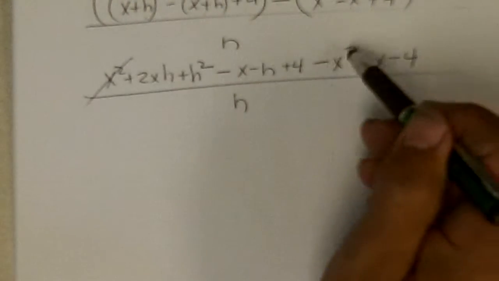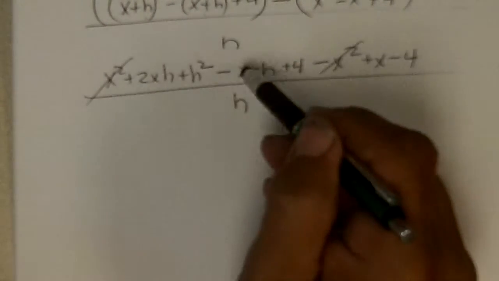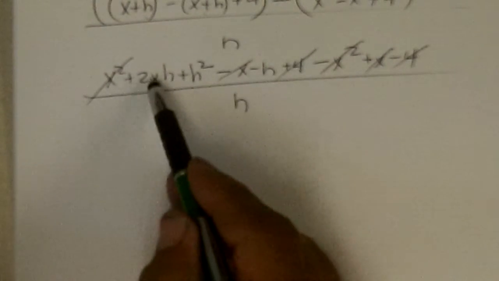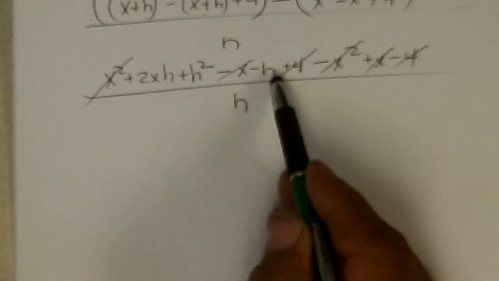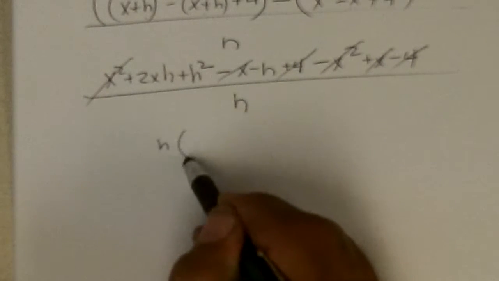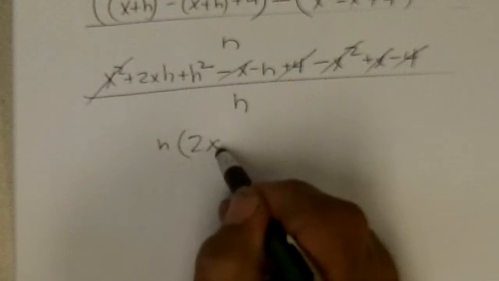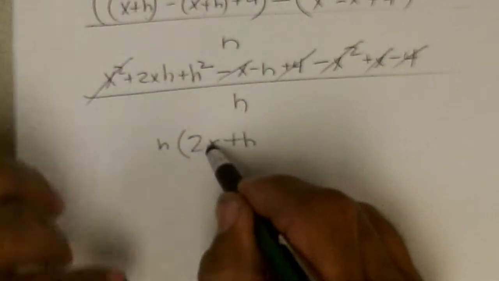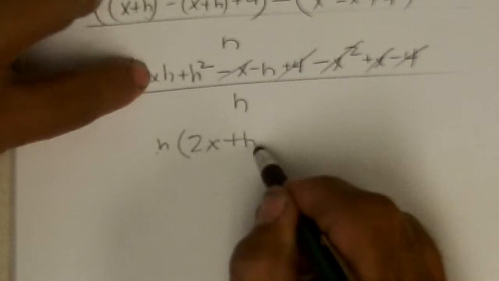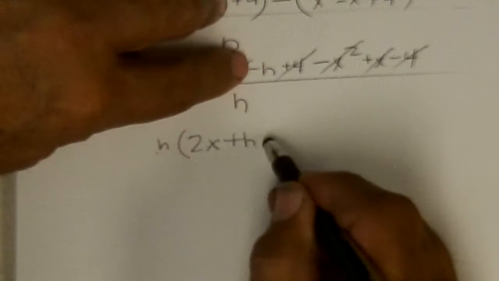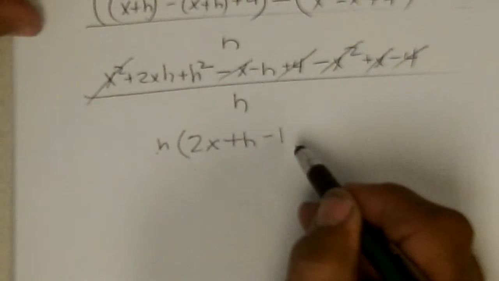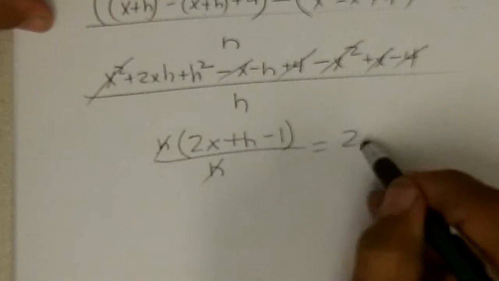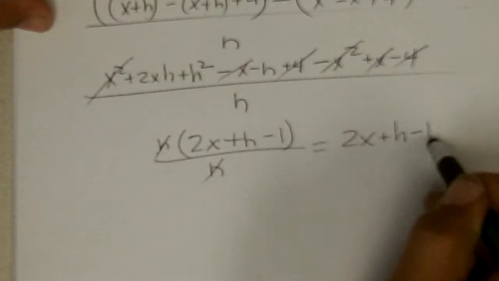We have the x squareds canceling. We have the minus x and the plus x canceling. We have the plus 4 and the minus 4 canceling. And everything else has an h in it. So I'm going to factor out the h, and I'm going to write 2x. Taking one of those h's out, it's going to leave one in. H times 2x is 2xh, h times h is h squared, h times negative 1 is negative h. And that's all over h, and the h's cancel, and I get 2x plus h minus 1.